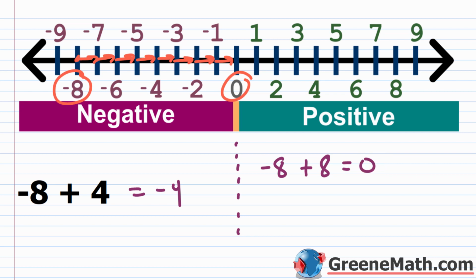Now, if I start adding numbers that are greater than 8, what's going to happen is I'm going to have a positive balance in my account. Let's say I do -8 plus 9. Well, I'm going to go one more unit to the right on this number line, and I'm going to end up at 1 now.